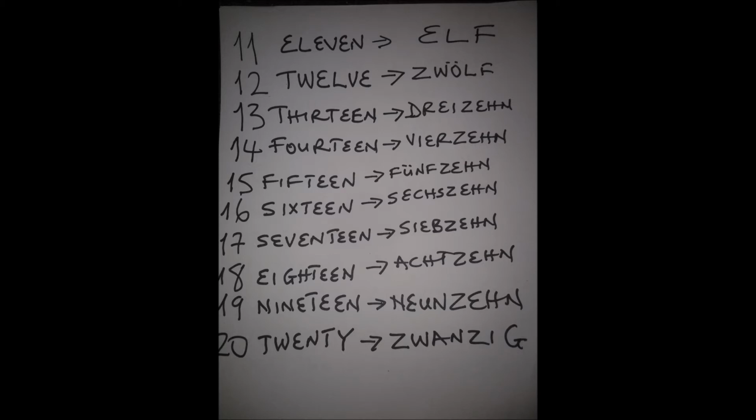From 13 to 19, you just say the number and 10. 13, drei-zehn, that is 3 and 10. 14, vier-zehn. 15, fünf-zehn. 16, sech-zehn. 17, sieb-zehn, not sieben-zehn. 18, acht-zehn. 19, neun-zehn. And 20, zwanzig.